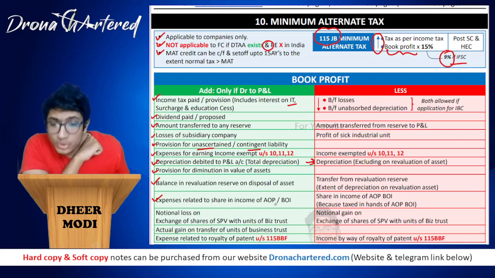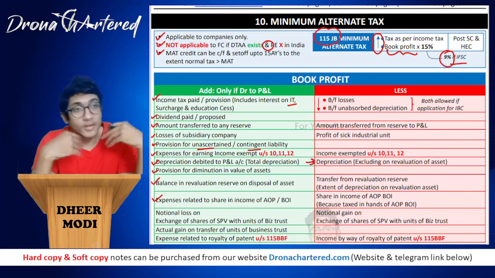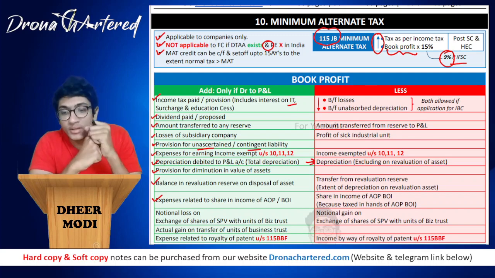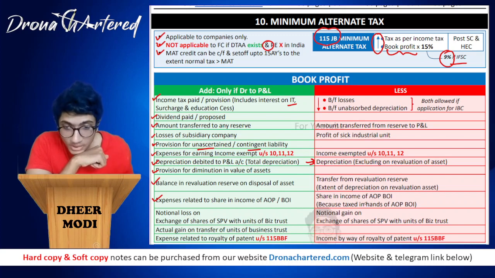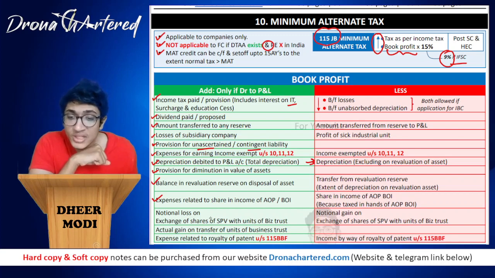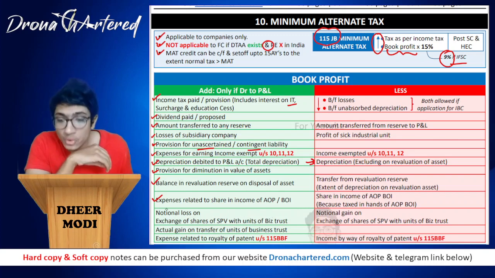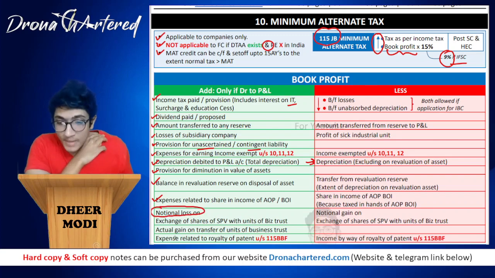Expenses related to share in income of AOP BOI. So any expenses you have incurred for your AOP BOI's income will have to be added back, because you will also be subtracting on the other side. So we will be discussing that later. Any notional loss on exchange of shares of SPV with units of business trust. If there is a notional loss, remember, in such a case, this will be added back.